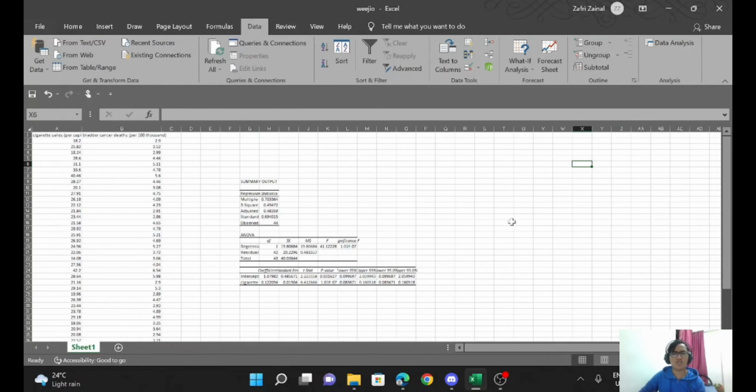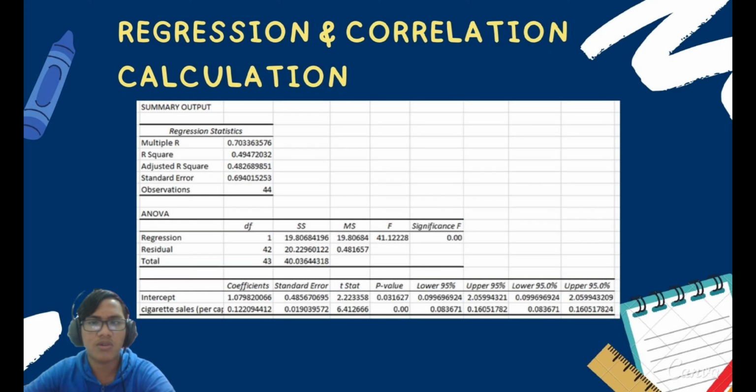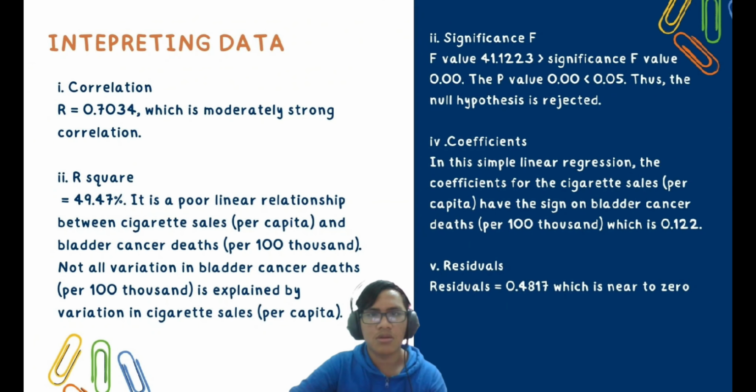This is the clear image from our calculation using the analysis toolpak. From the result, now we can interpret the data. For the correlation, R equals 0.7034, which is a moderately strong correlation. The R square is equal to 49.47%. It is a poor linear relationship between cigarette sales per capita and bladder cancer deaths per 100,000. Therefore, no variation in bladder cancer deaths per 100,000 is explained by variation in cigarette sales per capita.